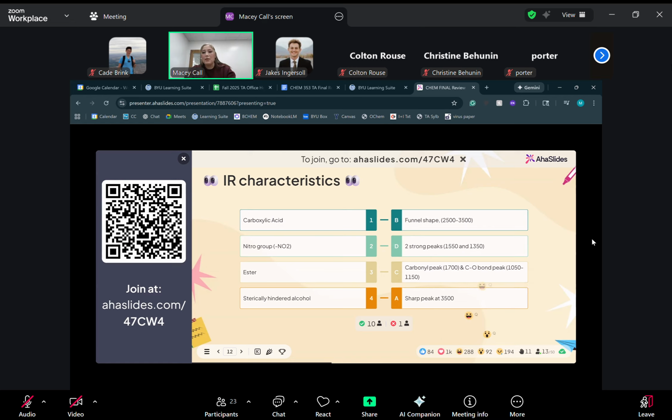Okay. And then an ester is going to have a CO bond peak, which is around 1000, maybe 1100. But the nitro group peaks are going to be a little bit more left than that. So just make sure that you guys are paying attention to that. I might take a picture of this slide because those are pretty important functional groups, if you catch my drift. So I'll give everyone a second to take a picture of that if you guys want.